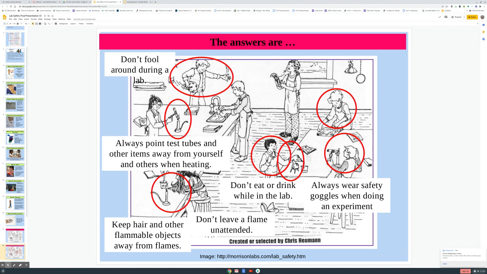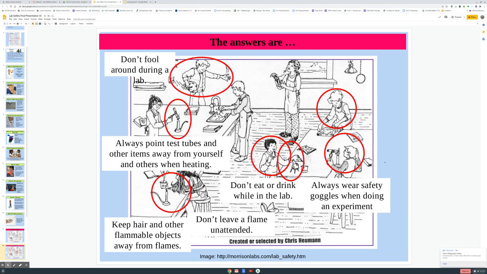Down here, she doesn't have her hair pulled back, so it could easily get in this flame, but she's also got the flame burning and not doing anything with it. So you don't leave it unattended like that. He's eating and drinking in the lab while he's trying to work on an experiment. No goggles on these two right here. So when doing an experiment, you've got to have goggles on to protect your eyes.